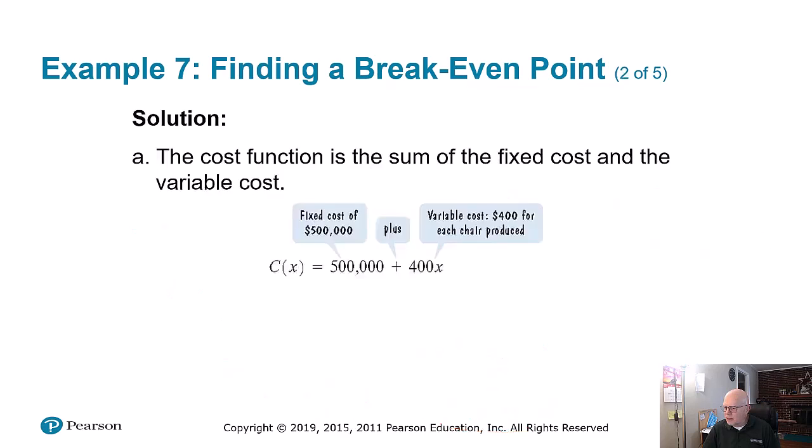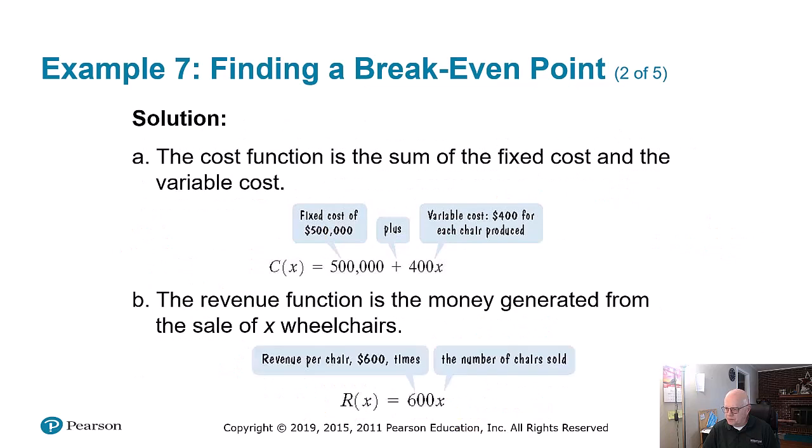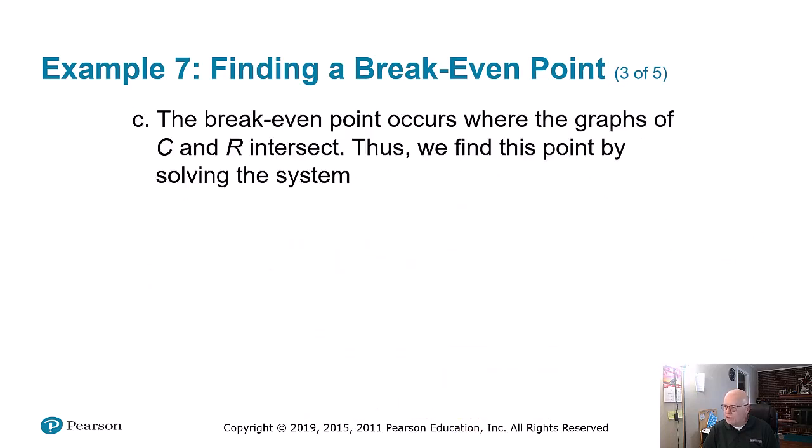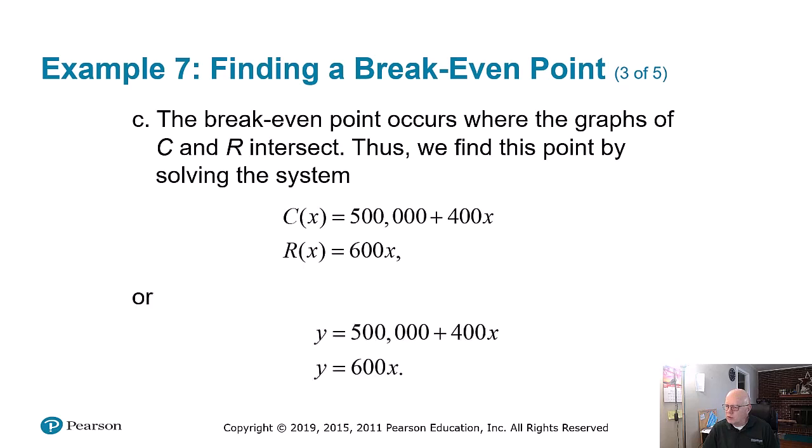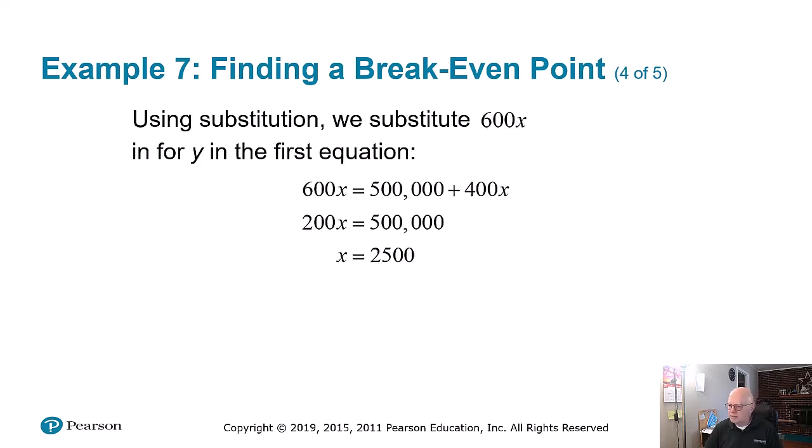All right, so we've done all that. There's the cost function, the revenue function, to break even. Those two are going to have to intersect. Set those two functions equal to get the break-even point. And there's our break-even equation. Solve it. There's our 2,500. And remember, this is wheelchairs.